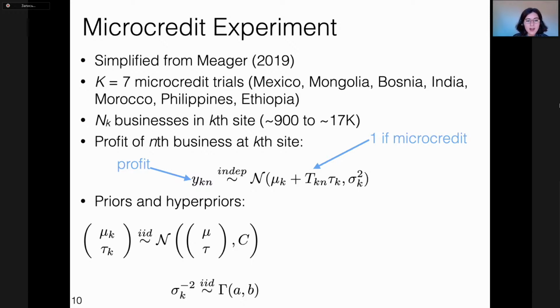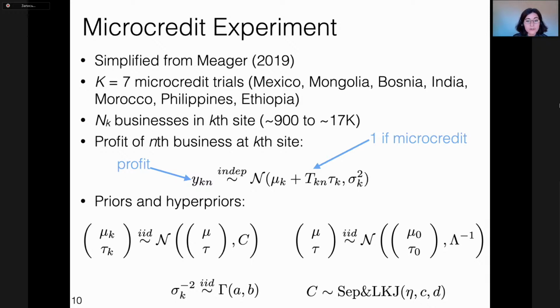Okay, so again, we don't know the sigma squared. We can put an inverse gamma on it. We don't know mu and tau. We can put a normal on those. And it turns out that the LKJ prior is a nice prior to put on covariances. And again, I won't get into that, but it's a cool thing if you're curious.